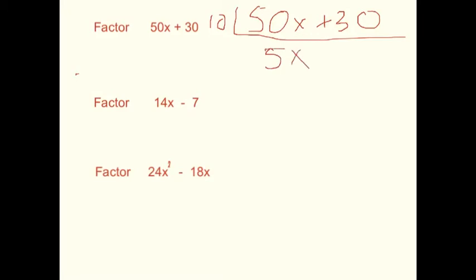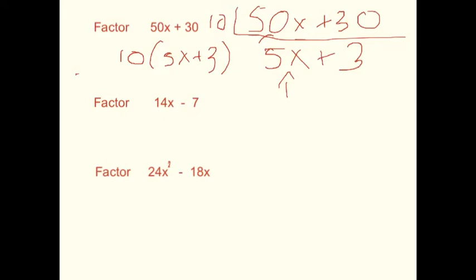So that would be 5x and 3, because 10 goes into 50 five times, and 10 goes into 30 three times. I'm going to bring down my sign, which is a plus. There are no more common factors of 5x plus 3, so this is my fully factored binomial. I'm going to put 10 times, in parentheses, 5x plus 3. So basically what I'm doing is undistributing.